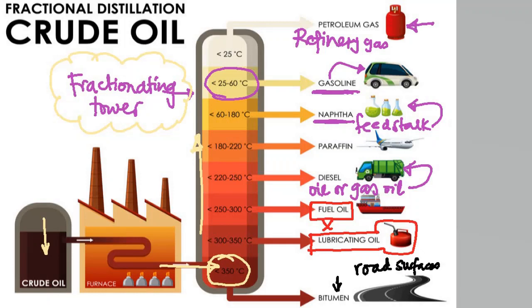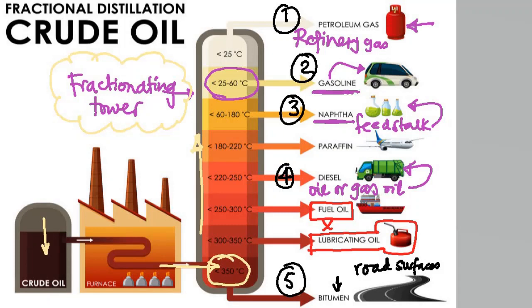So for the fractional distillation of crude oil, you have to memorize the first fraction as the refinery gas, second fraction as gasoline, third fraction as naphtha, fourth fraction as diesel, and the fifth fraction as the bitumen. And remember about the paraffin, fuel oil or lubricating oil. These are the ones which are not in your syllabus. You don't have to worry about them.